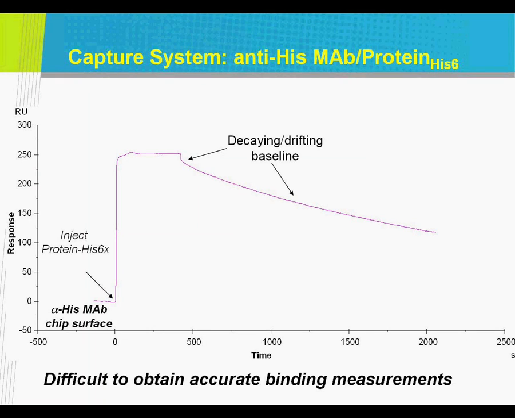The problem here is that it decays just too fast to be able to reproduce this and generate good subtracted data that can be used to analyze a difference in binding that's only twofold in affinity. So this baseline is just not good enough for that.